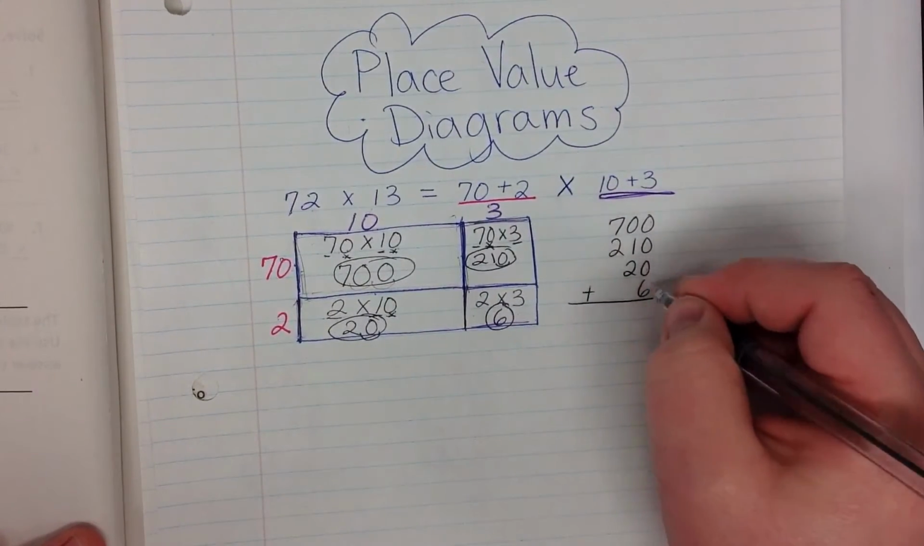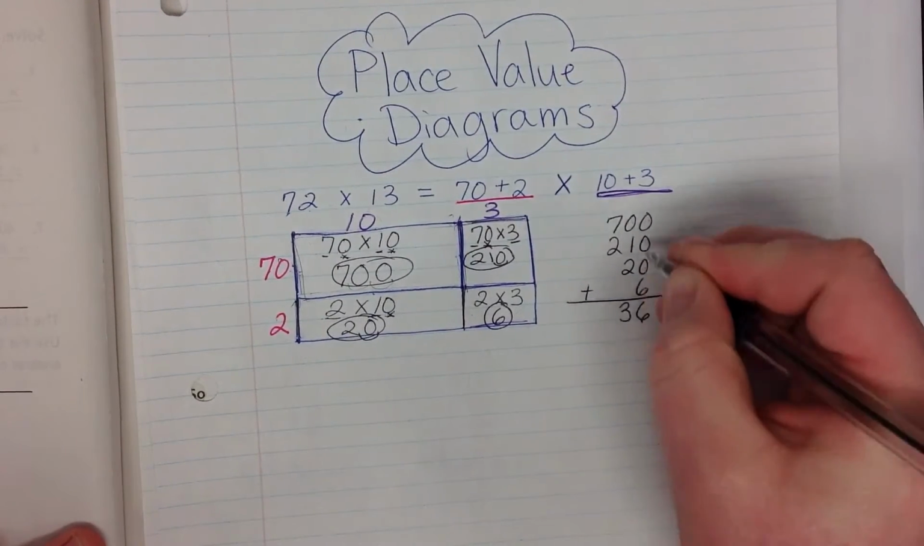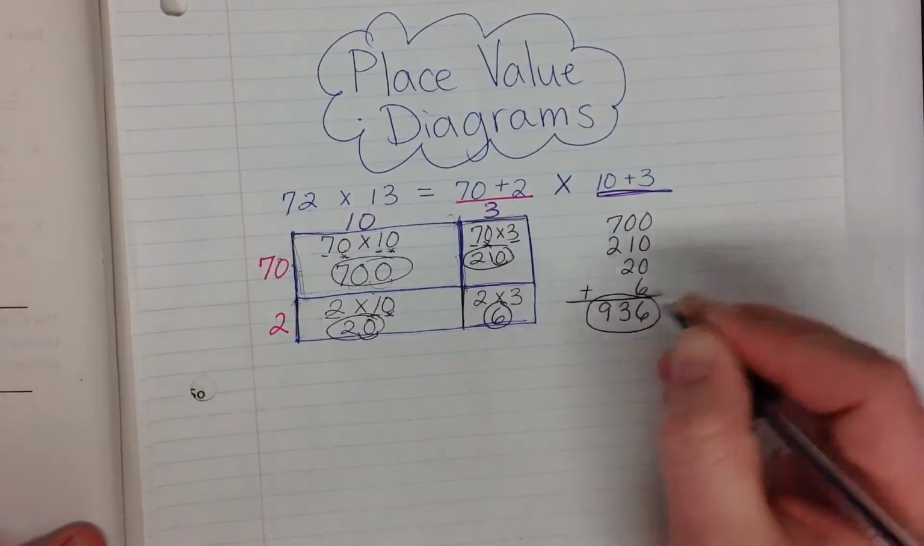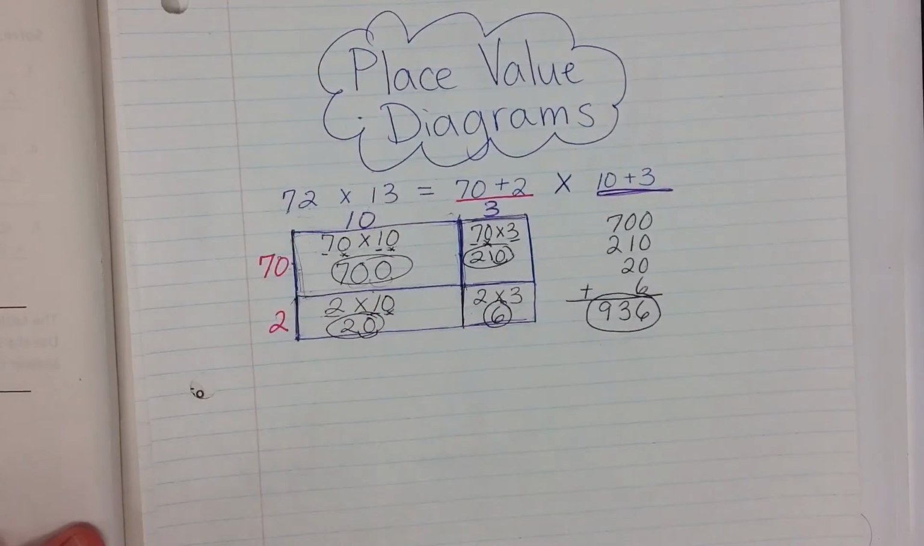So 0 plus 0 plus 0 plus 6 is 6. 0 plus 1 plus 2 is 3. And 7 plus 2 is 9. So then that would equal 936, which is, the original problem was 72 times 13.